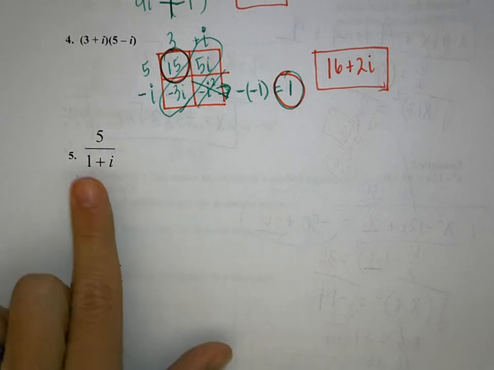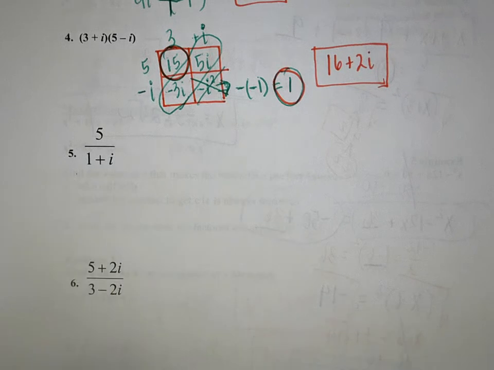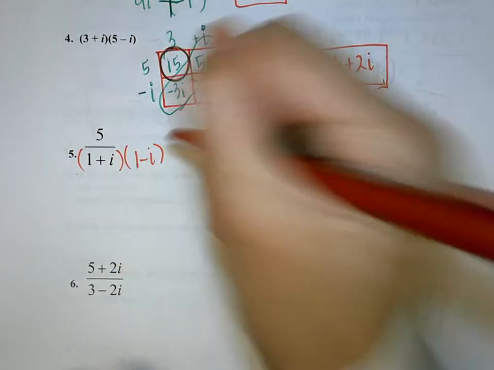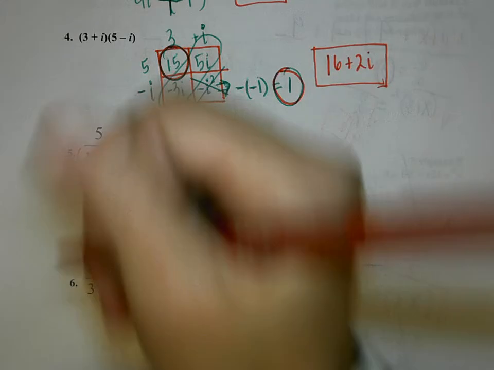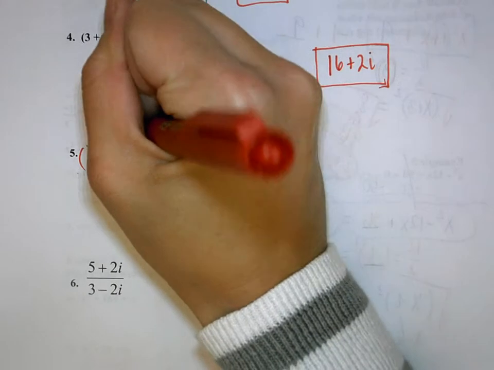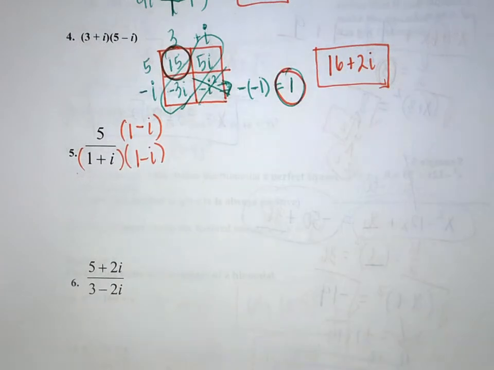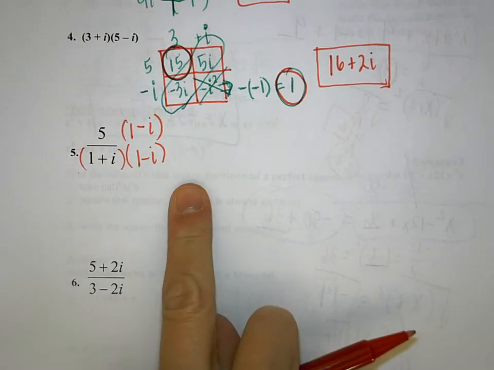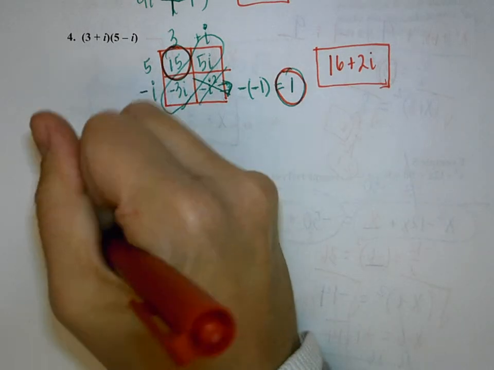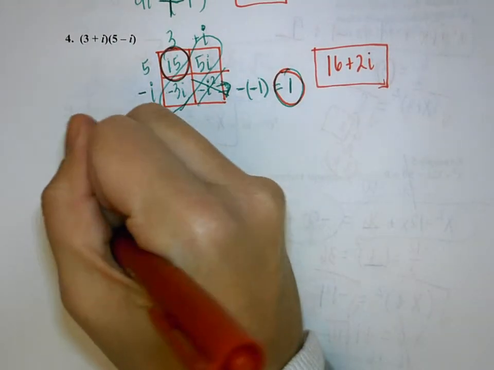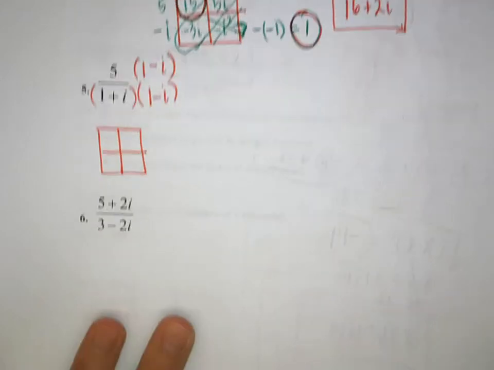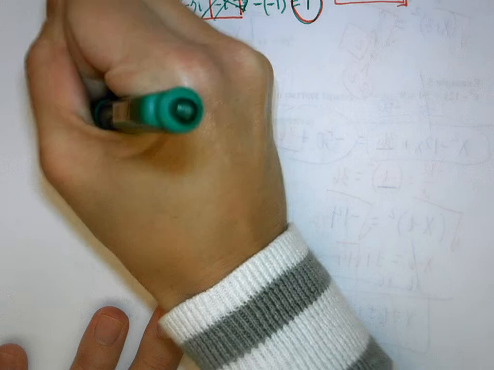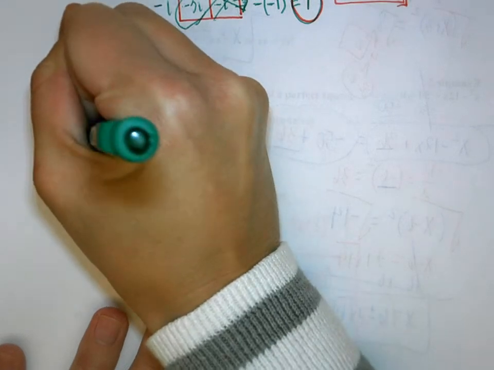Okay, so you're going to have to do the same thing here. So what is going to be the conjugate on this? 1 minus i. And whatever we do to the bottom, we also have to do to the top. Okay, so when I do this, I would go ahead and make a box in the bottom to make sure that you don't mess up. Okay, so I'm going to make a box. And we have 1 minus i and 1 plus i.